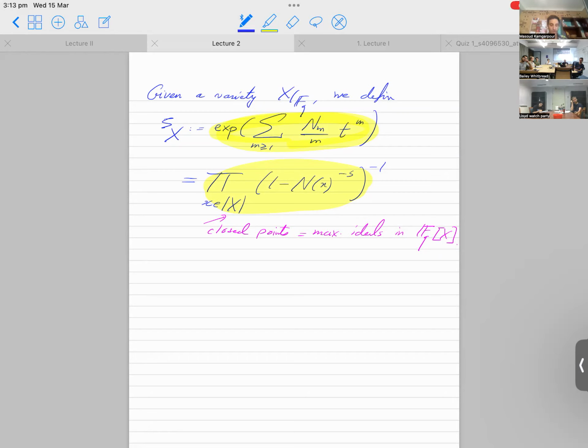And I could have started this course with just this definition: define the zeta function to be the exponential of N_m divided by m, times t to the m. But then it would be completely mysterious as to what this has to do with the Riemann zeta function. Now we've built a solid table of analogies and a solid bridge between the Riemann zeta function and this function. Okay? Any questions?